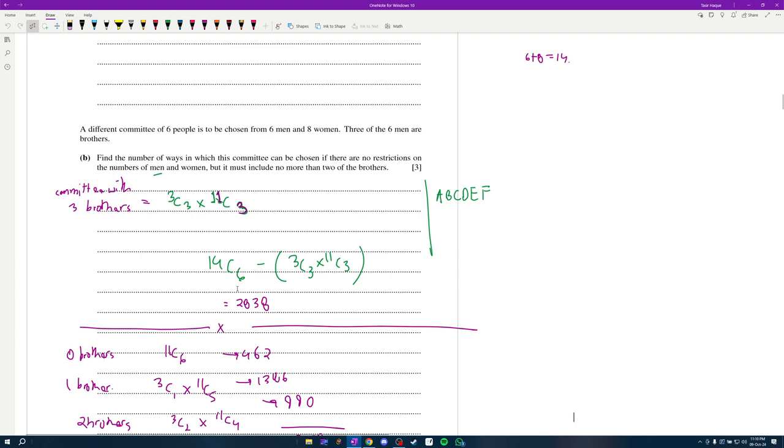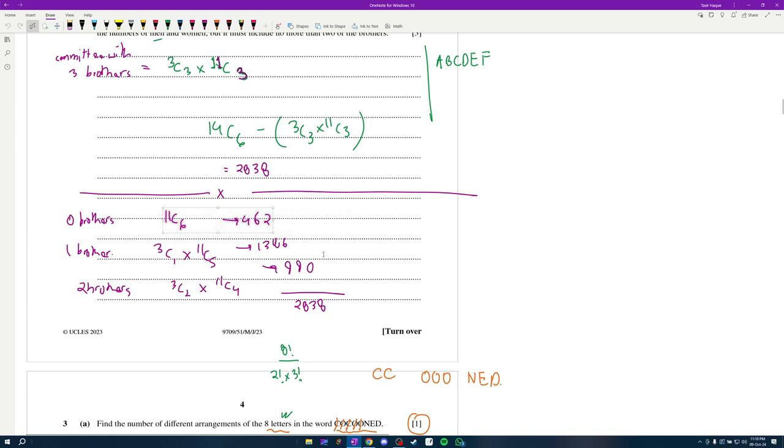So ignoring all 3 brothers, I have 3 men and 8 women. So that's 11 people. 11C6. Okay, 0 brothers. And then I'm taking 1 brother out of the 3. That's 3C1 times 11C5, 5 others. And then I'm taking 2 brothers, which is 3C2 times 11C4. That also gives you an answer of 2838, okay?